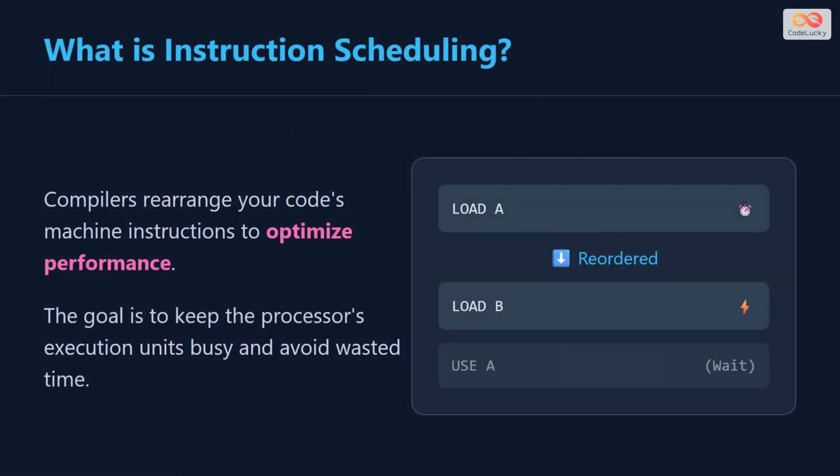Before we get to pipelining, we need to understand instruction scheduling. Compilers don't just translate your code line by line. They often reorder instructions to ensure the processor's resources are always active, minimizing idle time while preserving the original logic of your program.